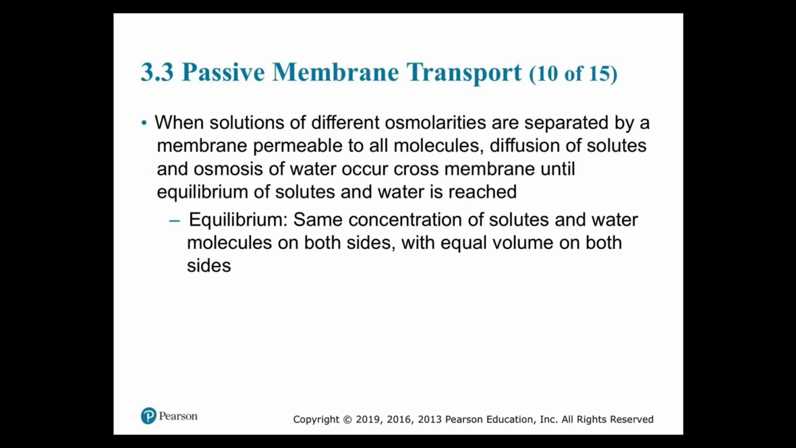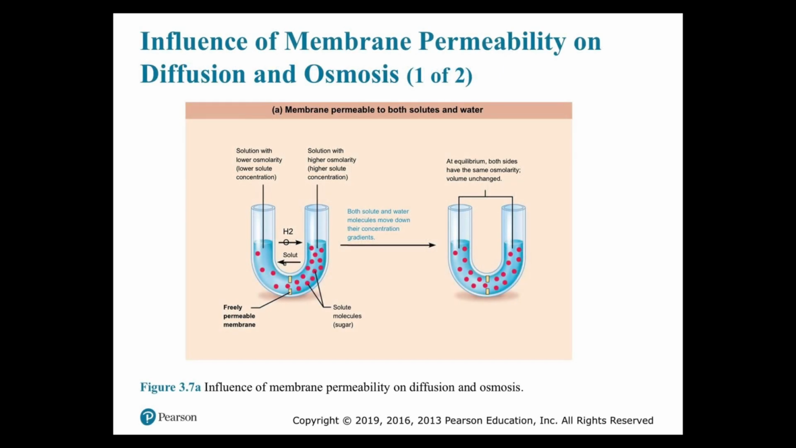When solutions of different osmolarities are separated by a membrane permeable to all molecules, diffusion of solutes and osmosis of water occur across the membrane until the equilibrium of solutes and water is reached. Equilibrium is when you have the same concentration of solutes and water molecules on both sides with equal volume on both sides. Figure 3.7a, influence of membrane permeability on diffusion and osmosis.